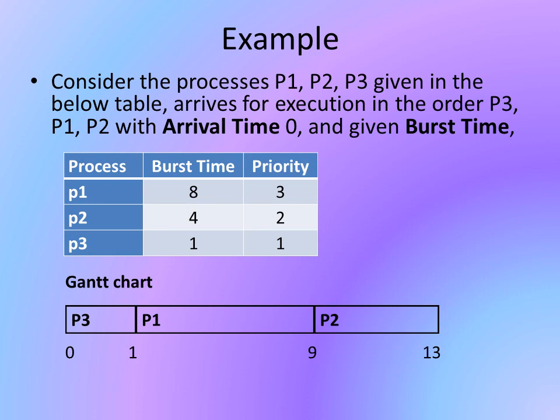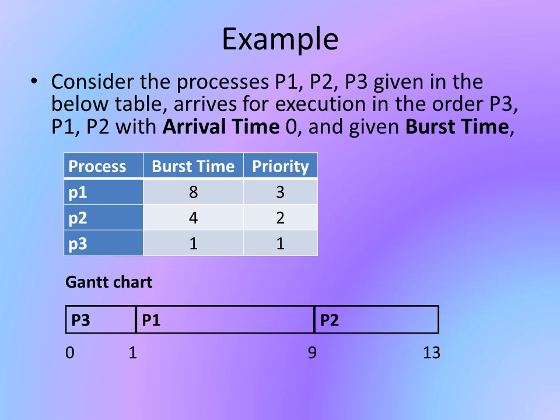So in our example, P3 arrives first. So at time 0, execution of P3 begins. It needs 1 second only. So after 1 second, the execution of P3 ends and the next process is P1. So execution of P1 begins at 1 second and it needs 8 seconds to complete its execution. So 1 plus 8 is equal to 9.